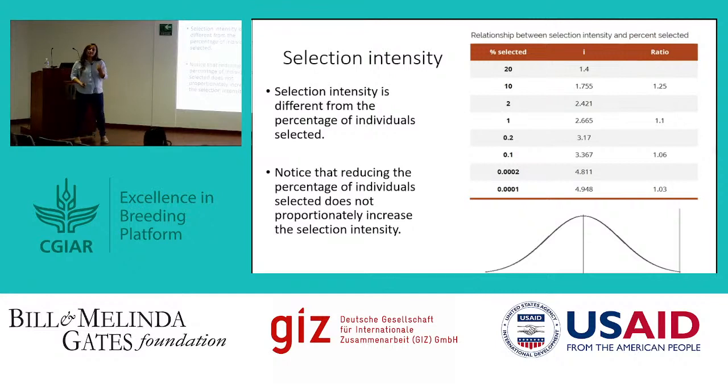And this actually has really important ramifications when it comes to breeding program sizes, which is what Dorcas is going to talk about. Because you may have always heard that breeding is a numbers game and bigger is better. But when it comes to intensity, what we're really trying to do is sample a distribution and get some good individuals out of it. And to sample a distribution, you don't need an infinitely large population. You just need a reasonable size. So that's why it's important to think about selection intensity not as just the number of individuals that you select.